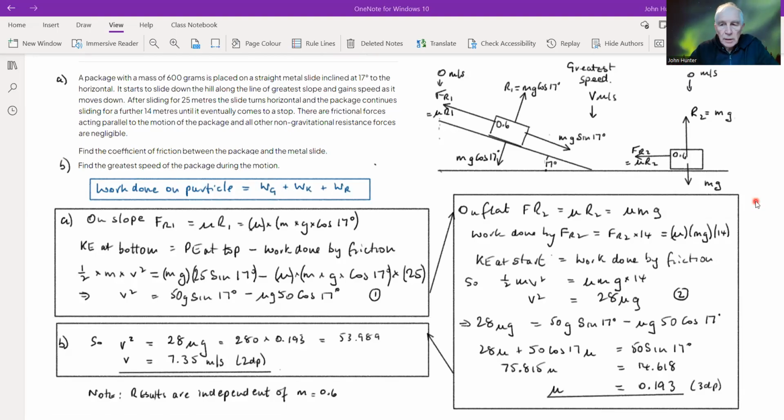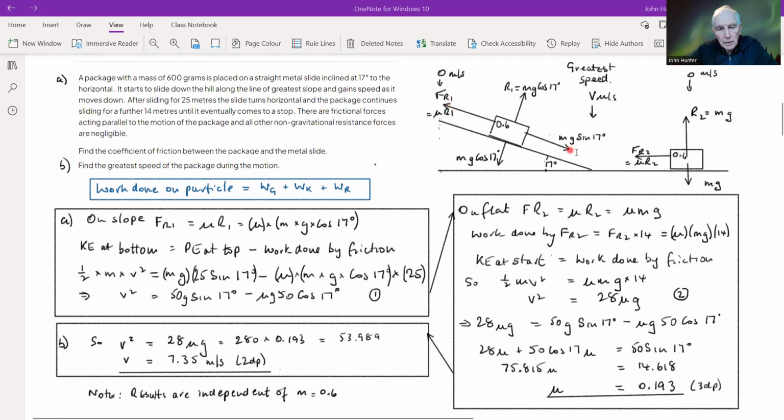Okay, we've got quite an interesting worked example here in the work energy section. It's quite a tricky one, I think, but let's have a look. A package with mass 600 grams is placed on a straight metal slide inclined at 17 degrees to the horizontal. Put that there. There's the package. It starts to slide down the hill along the line of greatest slope and gains speed as it moves down.